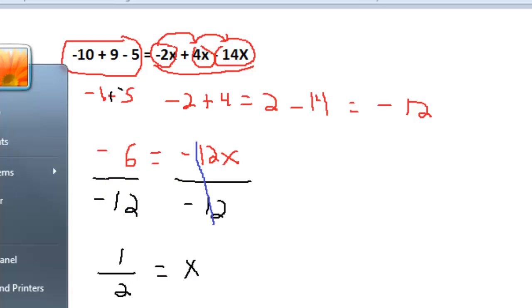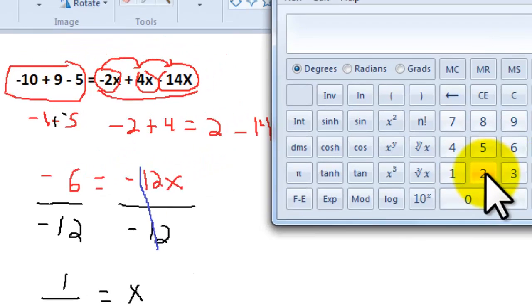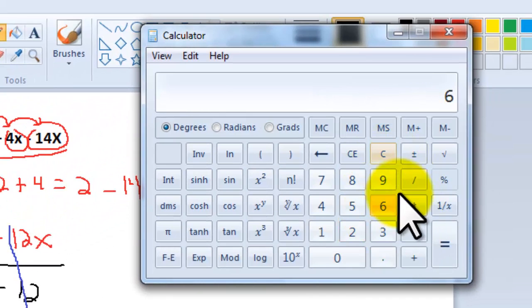Let's look at that on a calculator. 6 divided by 12, whoops, 0.5. And of course we know that 0.5 as a decimal is 1/2.